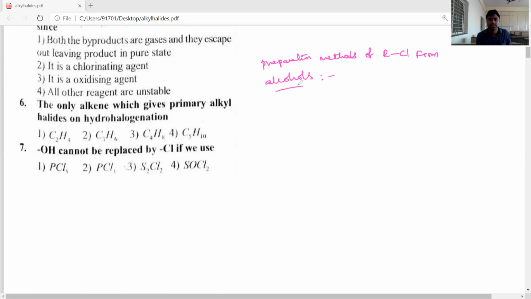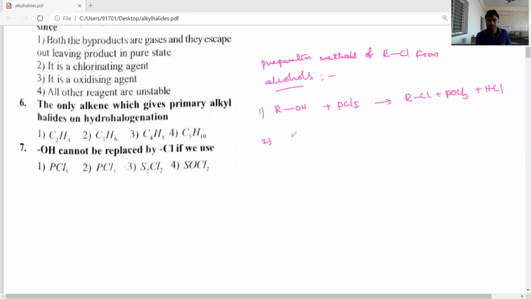Okay, the first one, let's see. Alcohol ROH reacts with PCl5. PCl5 produces RCl plus POCl3 plus HCl. It's very clear. So the PCl5 can replace the OH group with Cl.